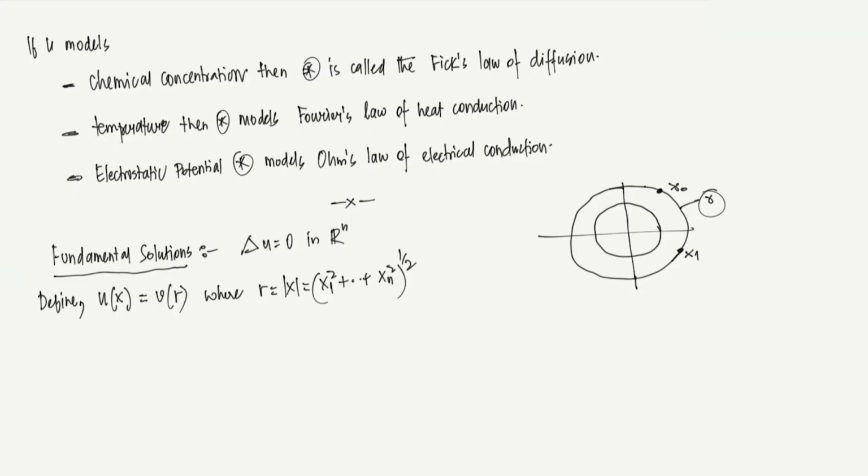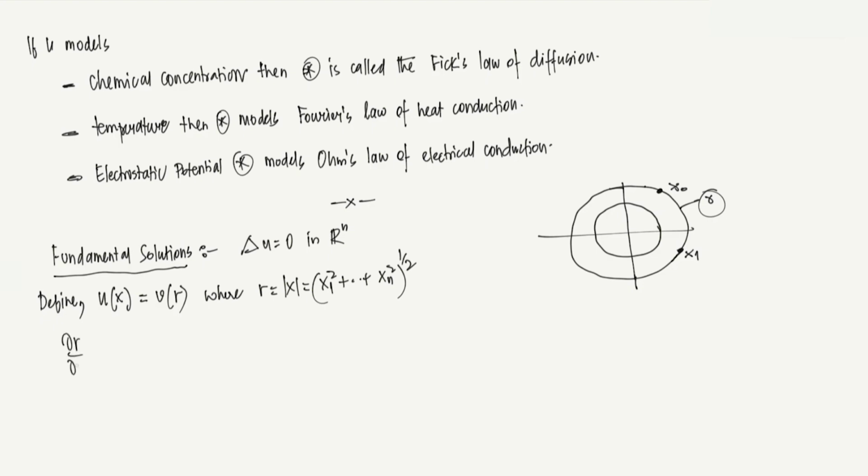Essentially what I am doing is this. We are assuming that there is a solution u(x), and we want that solution to have some particular properties. What are the properties? We just want it to look like some function of r. What is r? |x|.